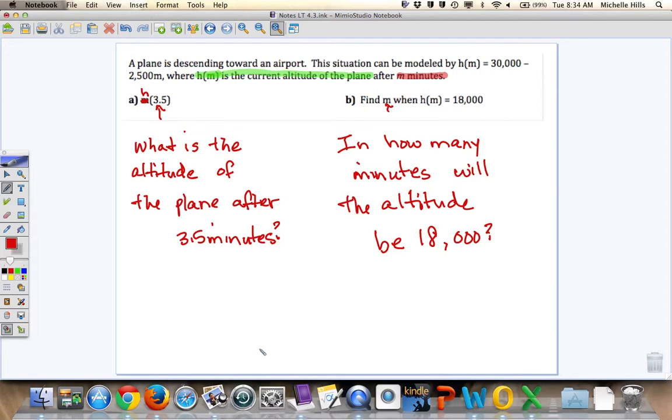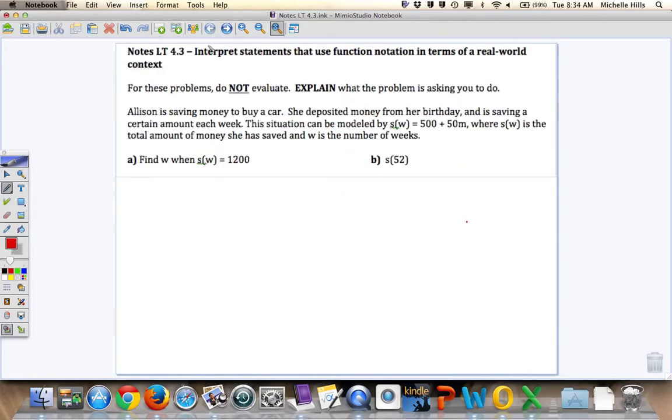They didn't give me units in this case, so I'm not going to put them on. They really should have said something about where h of m is the current altitude of the plane in feet after m minutes, but if they gave me units, I would have put them there. So they're asking me for m. They're asking me for the number of minutes. Find the number of minutes. So in how many minutes will the altitude be 18,000? I did the second one first, so let's go back and do the first one.